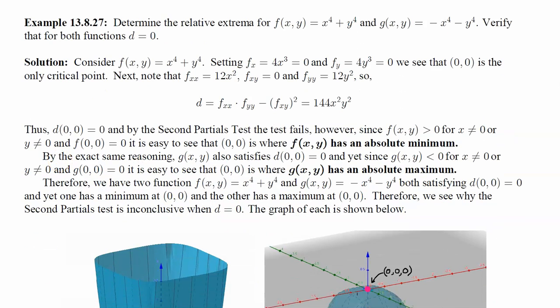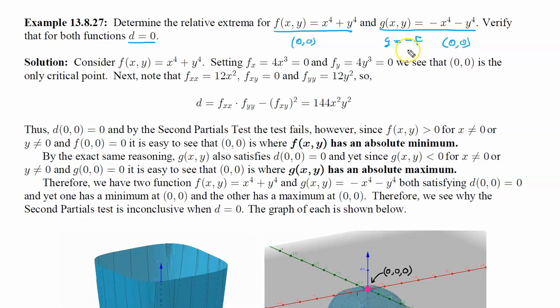Now let's take a look at this example. This is a quick example that shows why the test fails when D is equal to 0. So if you look at these two functions here, this one and this one, obviously g is just negative f. Well, obviously this function, if you look at it, down here we have the graph. I'll scroll down in a second. This function has a relative minimum, actually an absolute minimum at (0, 0). And this function has a relative maximum, actually an absolute maximum at (0, 0).